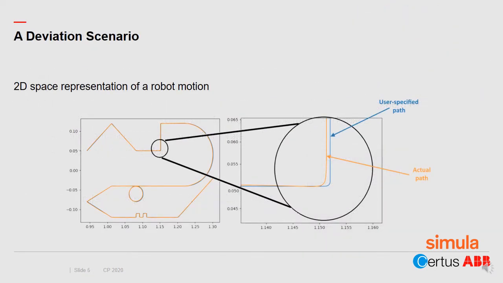As I said before, testing industrial robots is important to detect faults in the robot. So here you have an example of a deviation scenario. When a test engineer is writing a program, he sets up points in the working space, and all these points create a trajectory. Here in blue you have the trajectory which is specified in the test program.